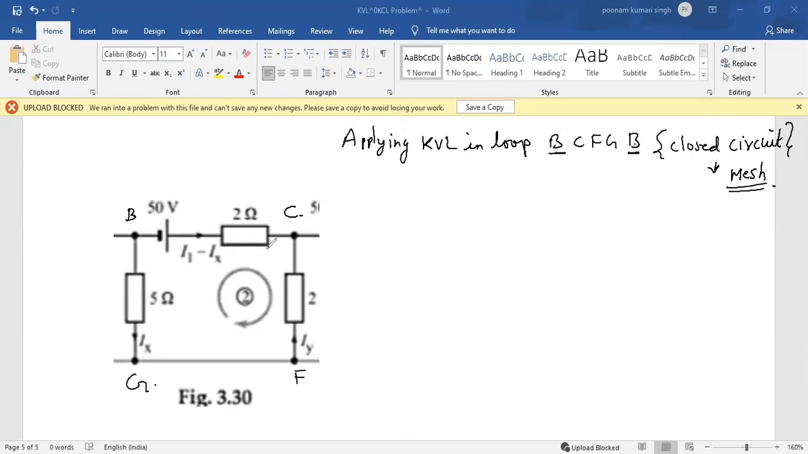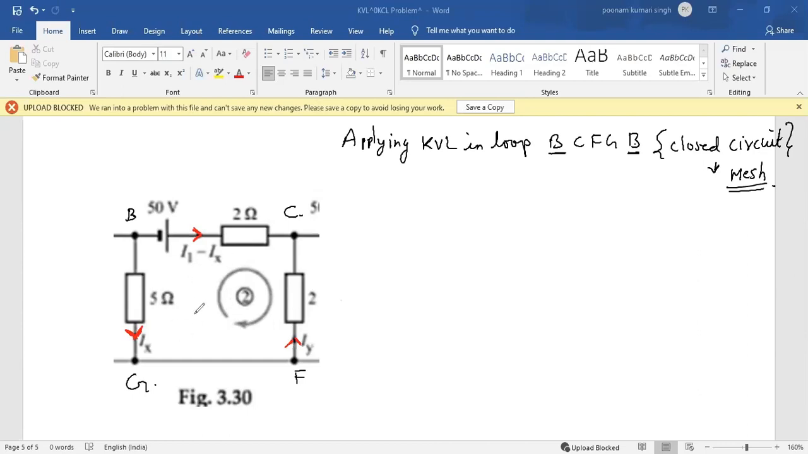Now when I'm applying this, my assumed direction of current here is clockwise. Please mark this. I'm marking this with a different color for you. Here the direction of current is given like this: here it is upwards and here it is downwards. This is the given direction of current and my assumed direction of current is clockwise. So I'll move clockwise while writing the KVL equation.